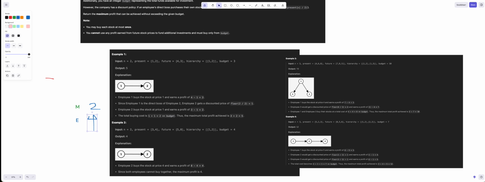So if we go further, we also have another option. What if both the manager and employee did buy? We could leave with the original budget of 4. That is one of the things we can think of.